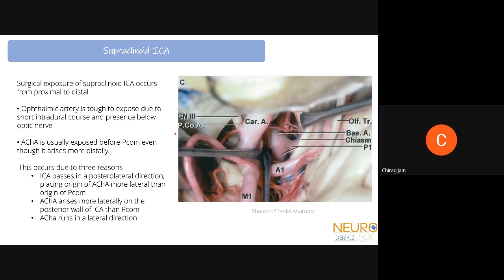The ophthalmic artery, which is the first branch of the supraclinoid ICA, is going to be quite difficult to expose because it has a very short intracranial course and it is present below the optic nerve. So that can be quite difficult to expose.